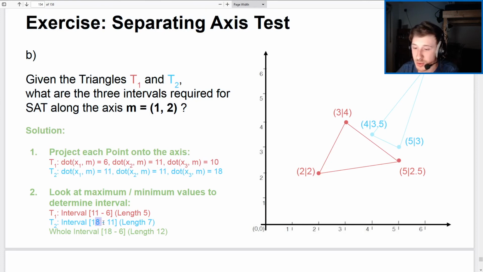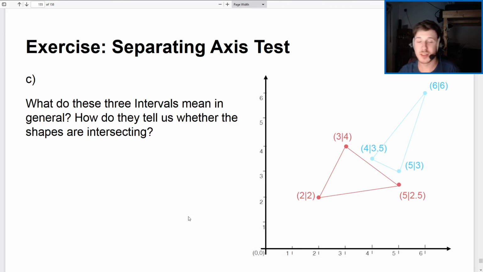It doesn't really matter. We just use the number 11. So we have 18 and 11, a length of 7. And then we go through all of them again: 6, 11, 10, 11, 11, 18. The biggest one is 18, and the smallest one is 6. So 18 minus 6, length equals 12. Okay, we have those three intervals for two objects in any space.